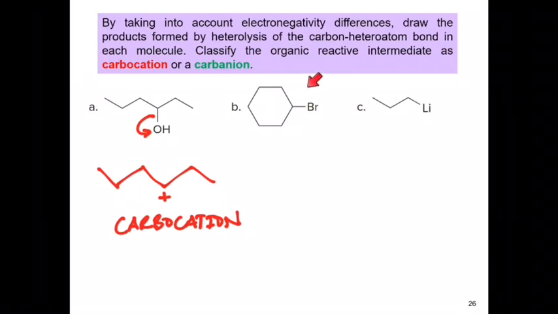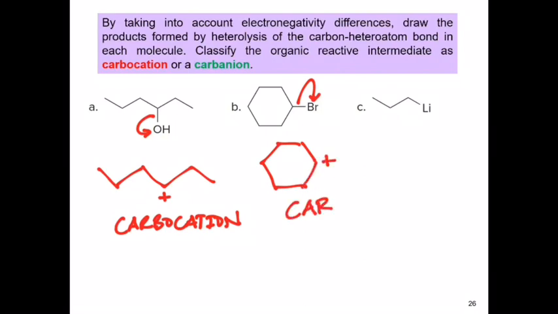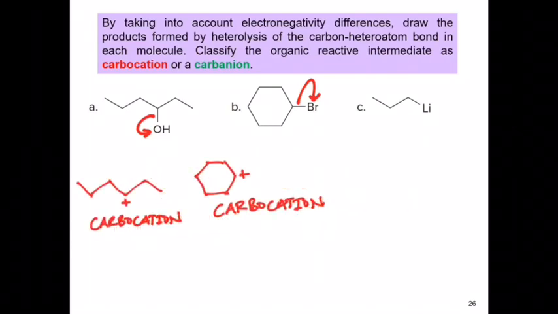For this second molecule, you can see that bromine is more electronegative than carbon, and so the two bonding electrons will move towards bromine. This leaves this carbon atom a positive charge, and again, this is a carbocation. And for the third molecule here, you can see that the carbon atom is more electronegative than the lithium atom. So the two electrons will move towards the carbon, and now we have a negatively charged carbon atom, which makes this a carbanion.